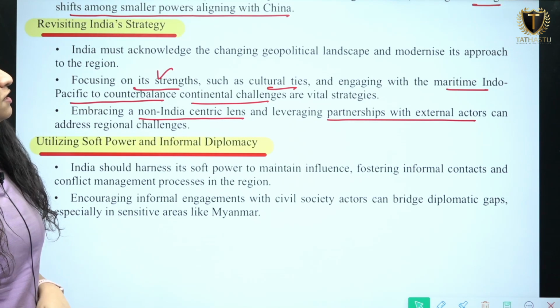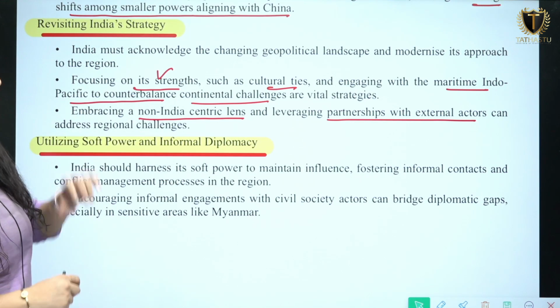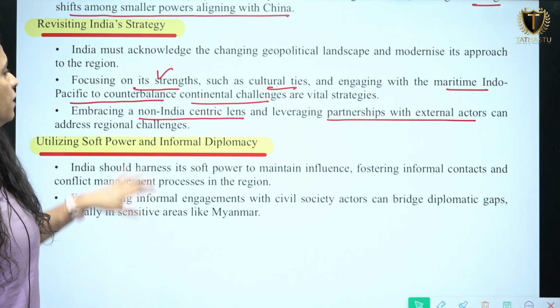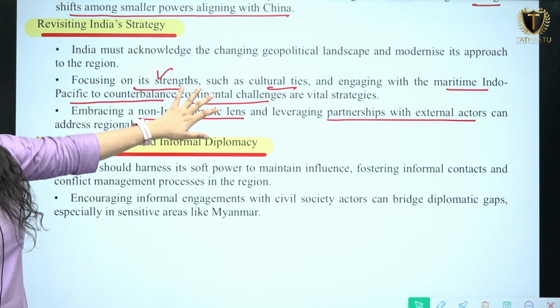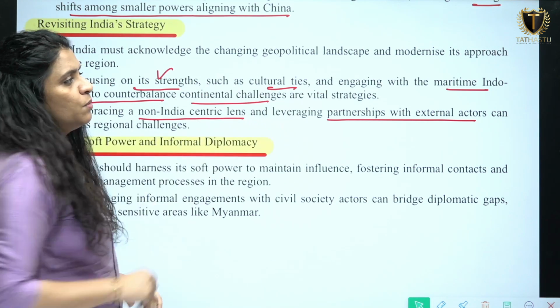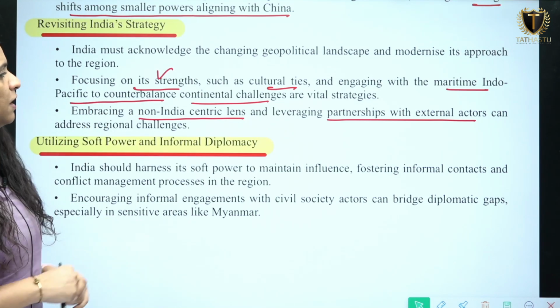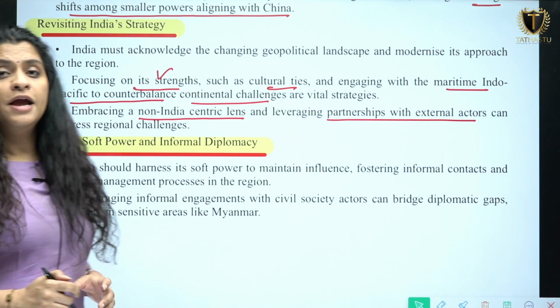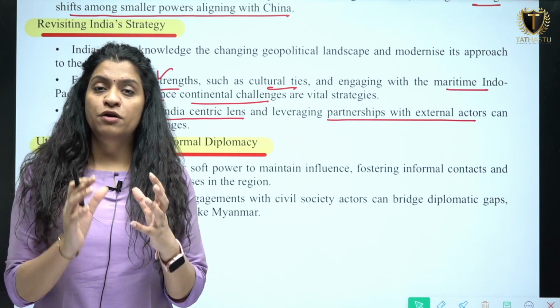India must acknowledge that there is a need for a revisit in its foreign policy and how it can do it. It can do it by focusing on strengths such as cultural ties and engaging with the maritime Indo-Pacific to counterbalance continental challenges. Now, India should also focus on its soft power.